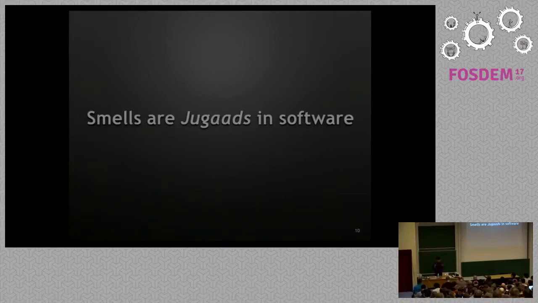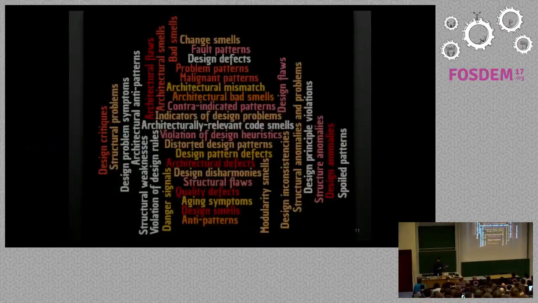Jugaads are normally considered innovative when resources are meager or limited. However, smells get introduced when people don't have sufficient knowledge or are ignorant. Still, there are some similarities between both of these metaphors, and that's why I think they are similar in nature. Let's talk about smells again. Smells were introduced in 1999 in the book by Martin Fowler and Kent Beck, and then many people worked on that.